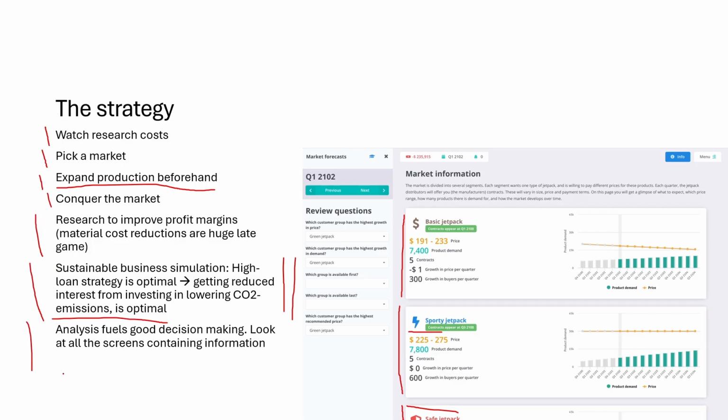Now, my last tip is that analysis fuels good decision making. So whenever you have time, look at all the screens about the balance sheets of your opponents and the market forecasts and everything like this, basically figuring out the ins and outs of the game and how it works, so that you can make good decisions even if not all of the variables are certain.